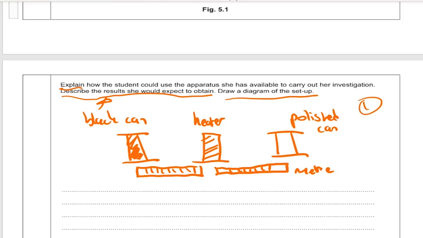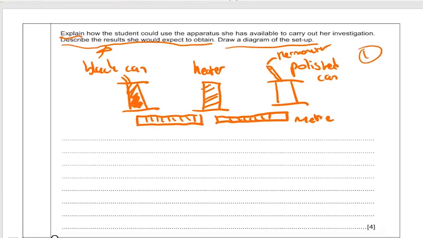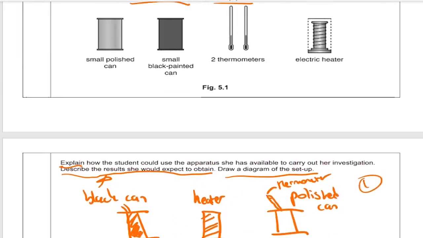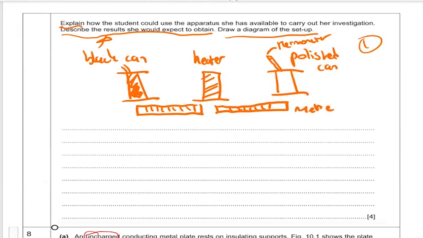Second mark is for adding the idea about how we're going to measure the temperature. Okay, so in these cans, I am going to need a thermometer. Okay, in both cans to measure the temperature. And also, what I actually need to include is the cold water in these. Okay, they've mentioned the cold water in the previous part, supply of cold water. Okay, I'm going to actually include that here. So, second mark.